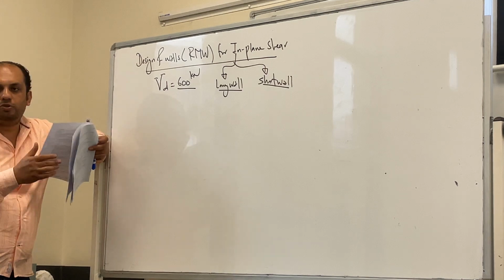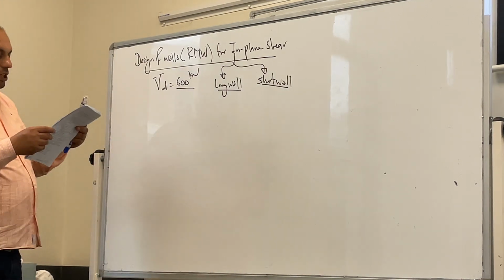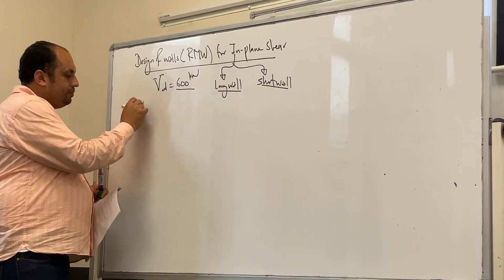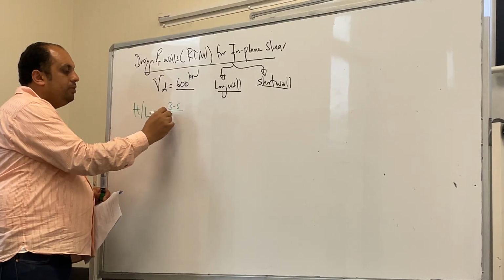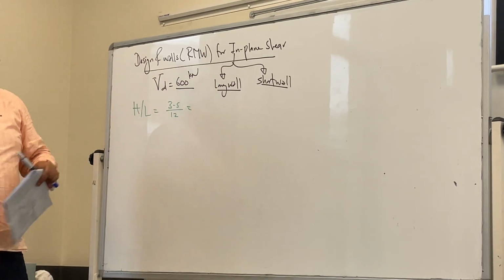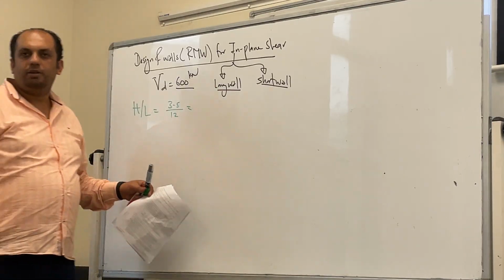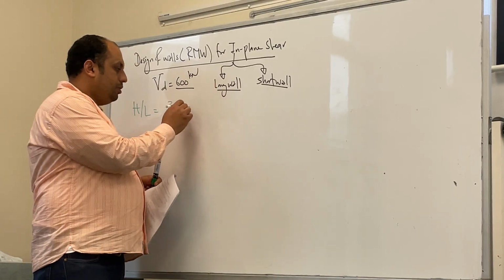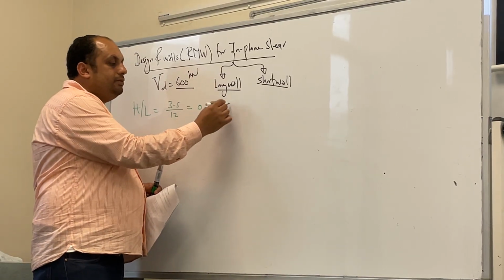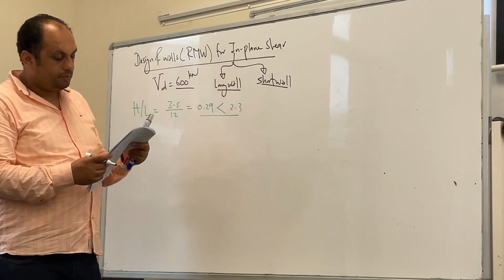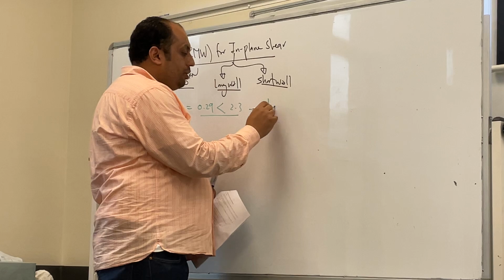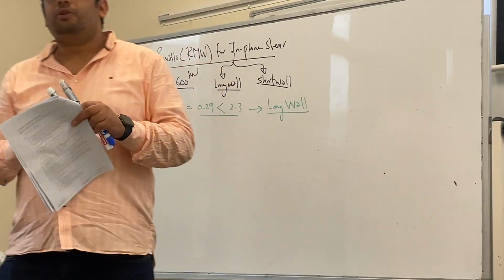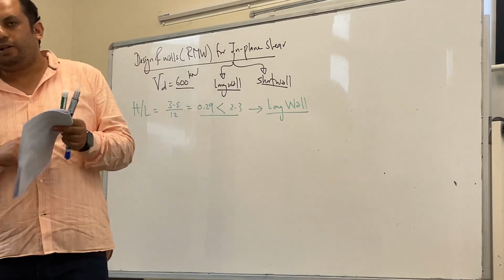8.74, sorry. So, what is our formula to check if it is short or long? H over L. H is the height of the wall, 3.5. L is 12. How much is this value? 0.29, less than 2.3. So this one is a long wall. So we have to check 8.72 and 8.74.